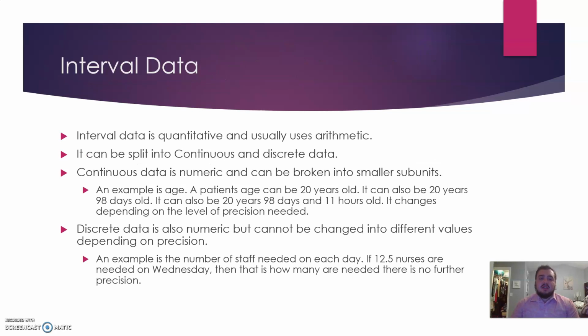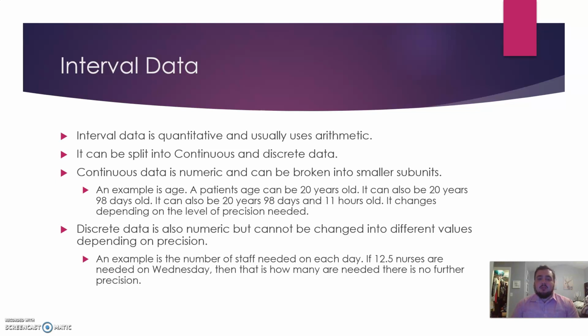Interval data is quantitative and usually uses arithmetic. It can be split into continuous and discrete data. Continuous data is numeric and can be broken into smaller subunits. An example is age. A patient's age can be 20 years old. It can also be 20 years and 98 days old. It can also be 20 years, 98 days, and 11 hours old. Changes depending on the level of precision needed.